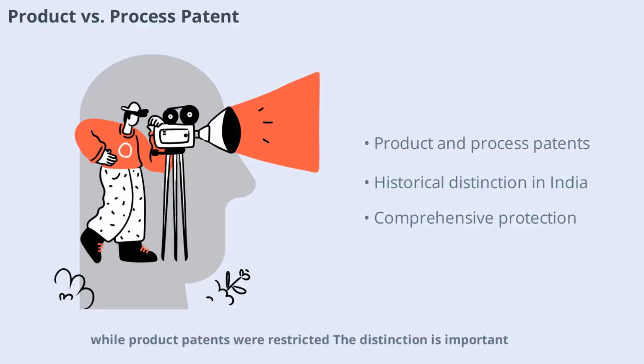The distinction is important. A process patent protects the method of making something, while a product patent protects the item itself. Both must meet the criteria of novelty, inventive step, and industrial application. This ensures comprehensive protection for inventors.